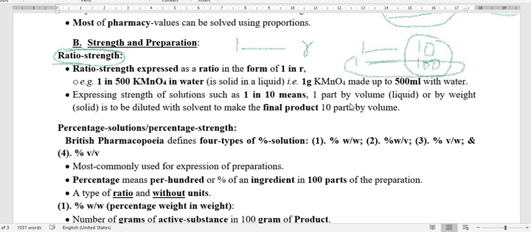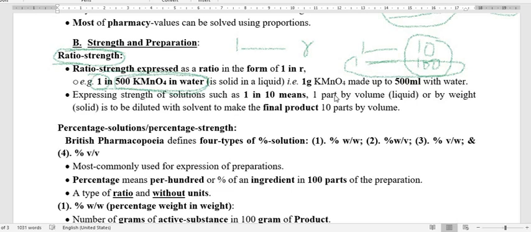So 1 in 100. Here I am going to give you one example that will explain this ratio strength. If I am telling that the KMnO4 solution is 1 in 500, 1 in 500 KMnO4 in water, this means that one part of the solute or active constituent or solid is present in 500 ml of water, because here the solvent is water. So the final volume is 500.